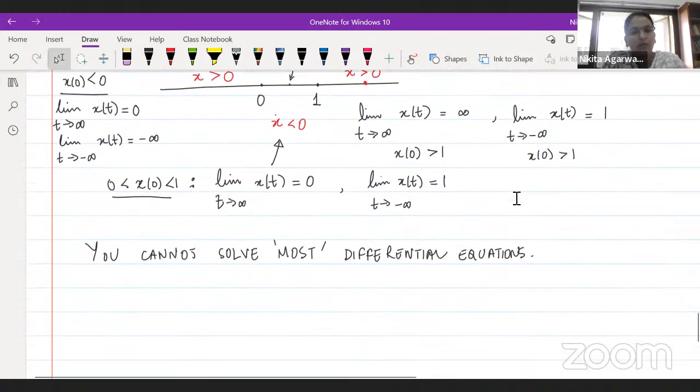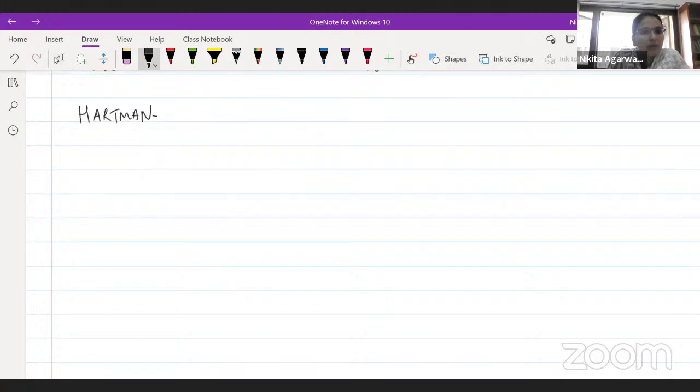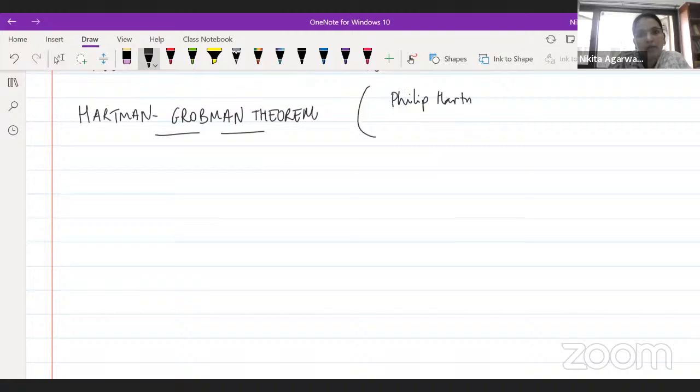So let me stop today's lecture by discussing a famous theorem in this area of qualitative study of differential equations, which is known as the Hartman-Grobman theorem. So Hartman-Grobman theorem is due to two mathematicians, Philip Hartman and David Grobman, and they came up with the proof independently around the 1960s. Looking at different variations of this, I'm going to present the most basic version of Hartman-Grobman theorem, but there are several generalizations that are available in the literature.